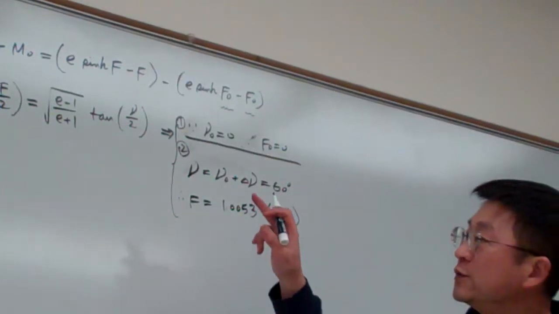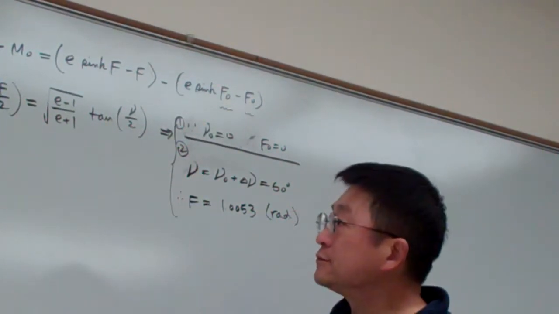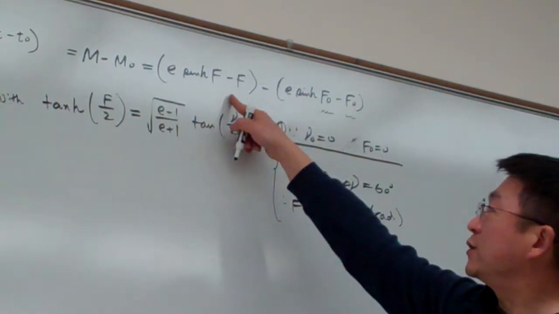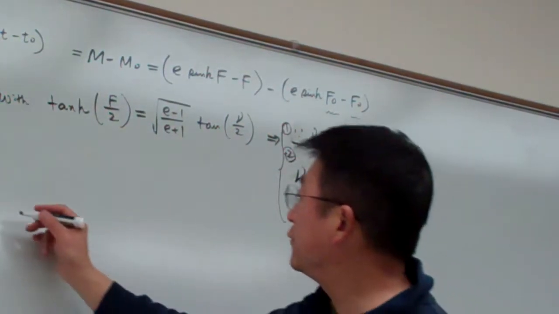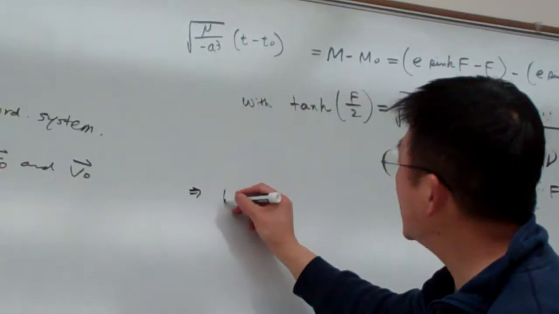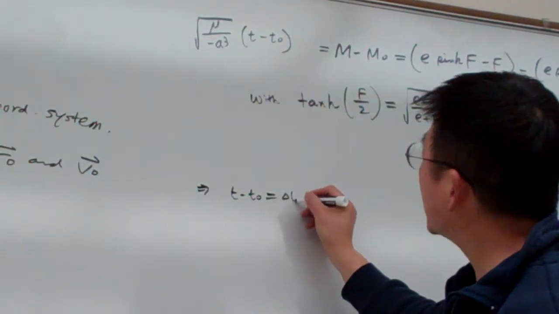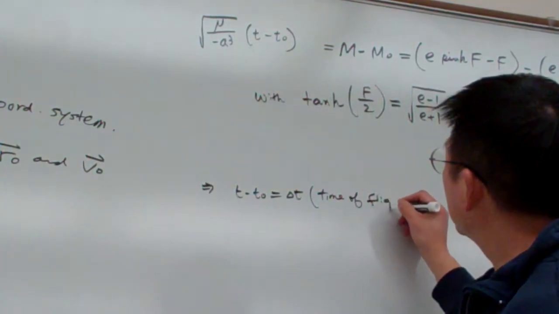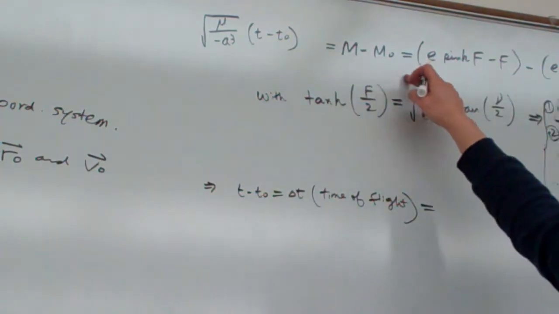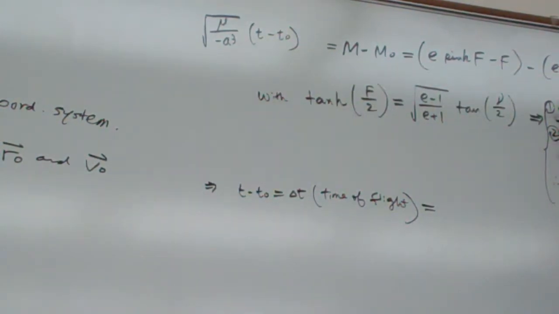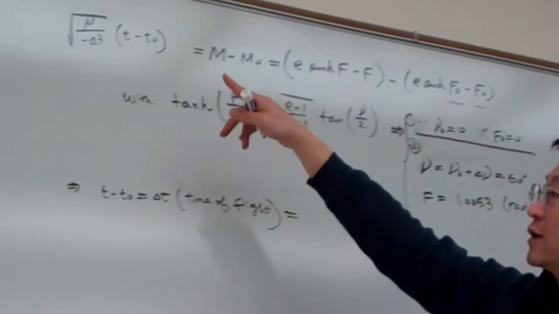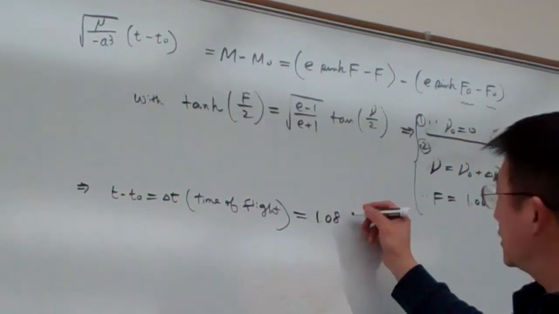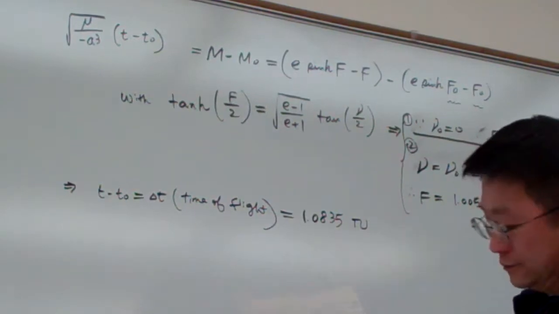So from here we can determine the traveling time. On the right-hand side, we have everything determined already. Therefore, from these equations we know t minus t0, that is our delta t, the time of flight. Plug in this equation, again, the right-hand side is a number we have fixed. So we can determine t, and the time of flight is equal to 1.0835 TU.